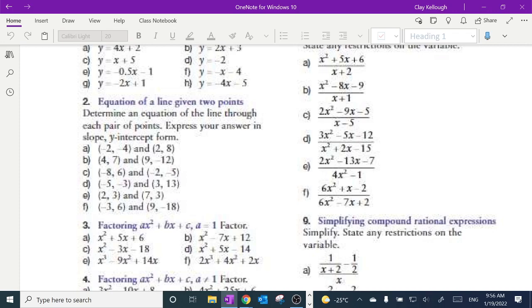I can't remember, but you did it in MEAP a lot in grade 10. So let's maybe do the A question here. Let's do 2A. Determine an equation of a line through each pair of points.